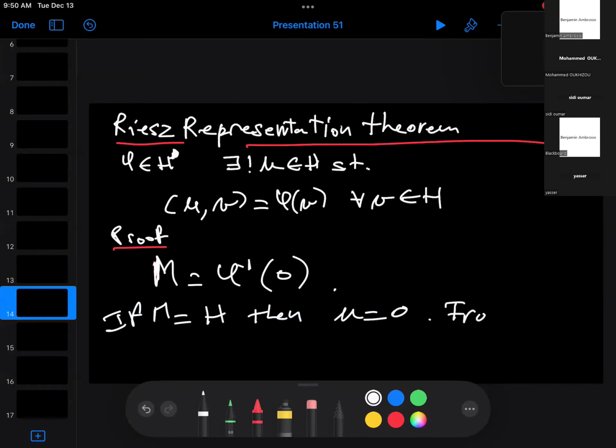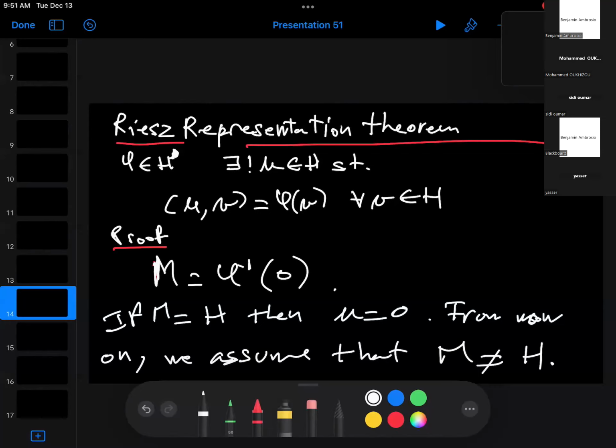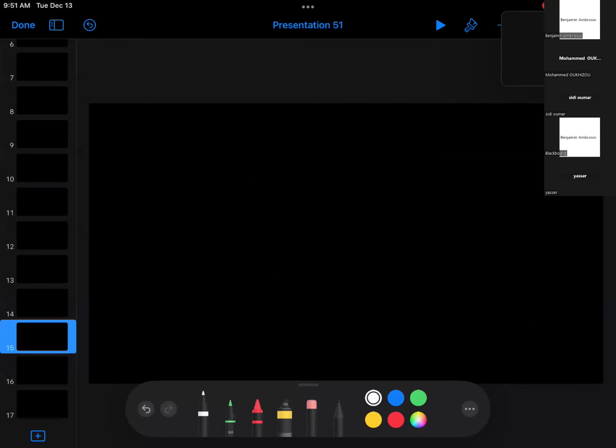Okay, so from now on, we assume that M is different from H. So if M is different from H, let's pick up W0 that belongs to H, but which does not belong to M. All right. So phi of W0 is non-zero.